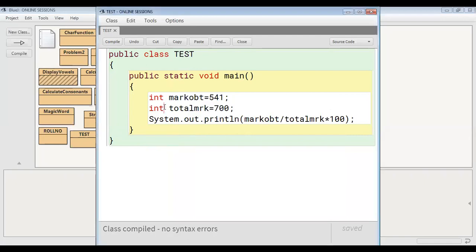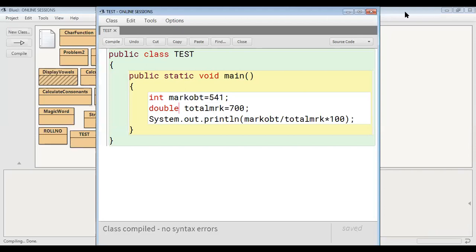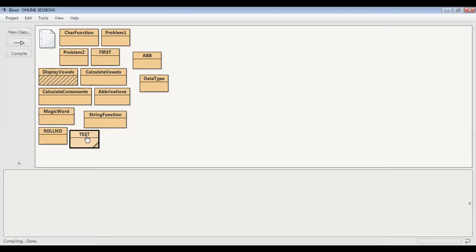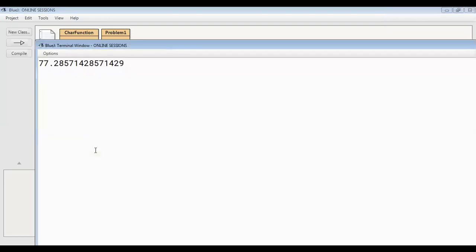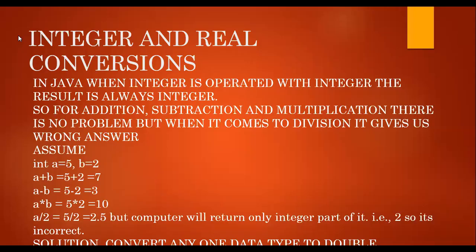So what's the solution to this? You do one thing: you convert your total marks to double. Convert any one data type to double. Okay, now see what happens. And you will be surprised that now our answer will be right. How much is the percentage? 77.28%. So you have to be very, very careful, class, whenever you are using division and all operators, when you are using the division sign and you are using integer operands.